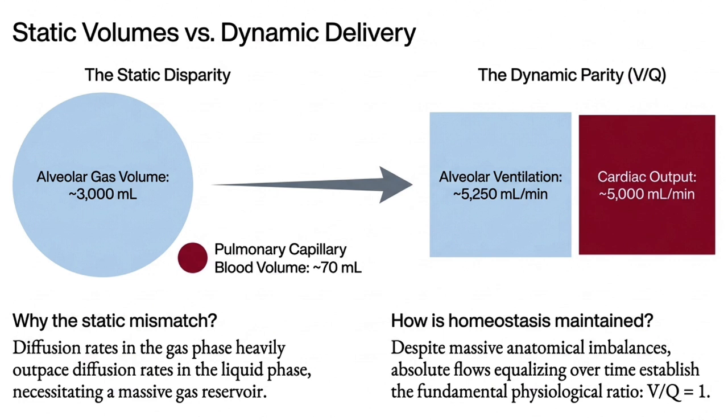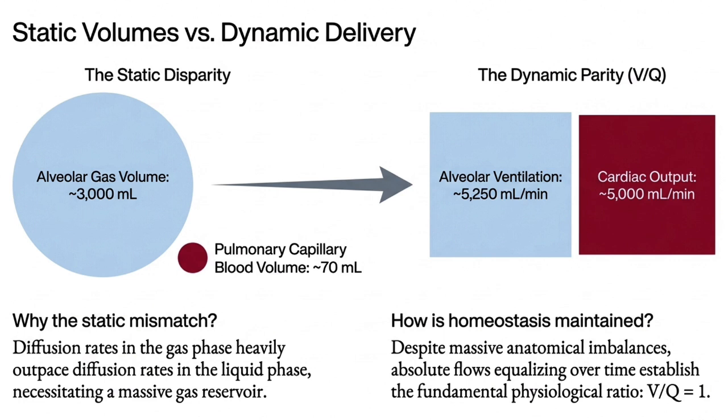So let's just look at some typical volumes here. Your average tidal volume, a normal breath, is about half a liter, 500 milliliters. We just learned that about 150 milliliters of that is wasted in the anatomic dead space. But check out the alveolar gas volume. It's a whopping 3,000 milliliters, or 3 liters. That's a huge reservoir of gas sitting there ready for exchange.